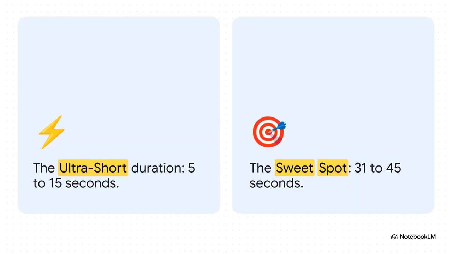And when it comes to length, the data is super clear. You basically have to choose between 2 algorithmic extremes if you want to maintain those massive retention numbers. You can either go ultra short, keeping it a really tight, punchy 5 to 15 seconds, or you aim for the sweet spot, which is a slightly longer, value-packed 31 to 45 seconds. Wandering aimlessly somewhere in the middle? Yeah, that usually just dilutes your pacing and completely tanks your retention. You absolutely have to pick a lane.